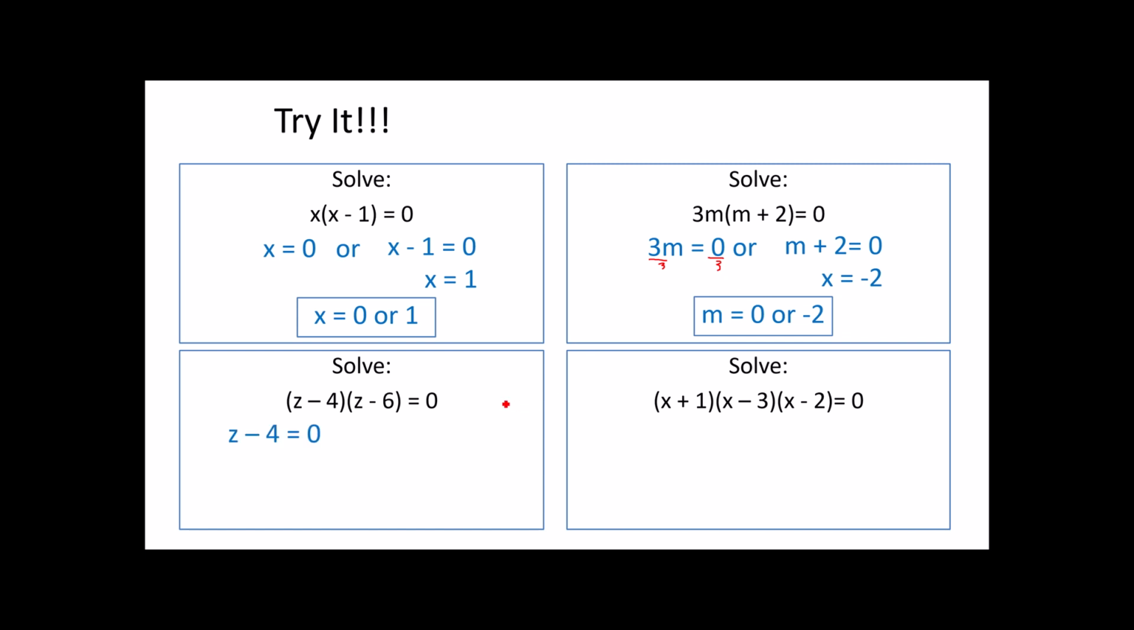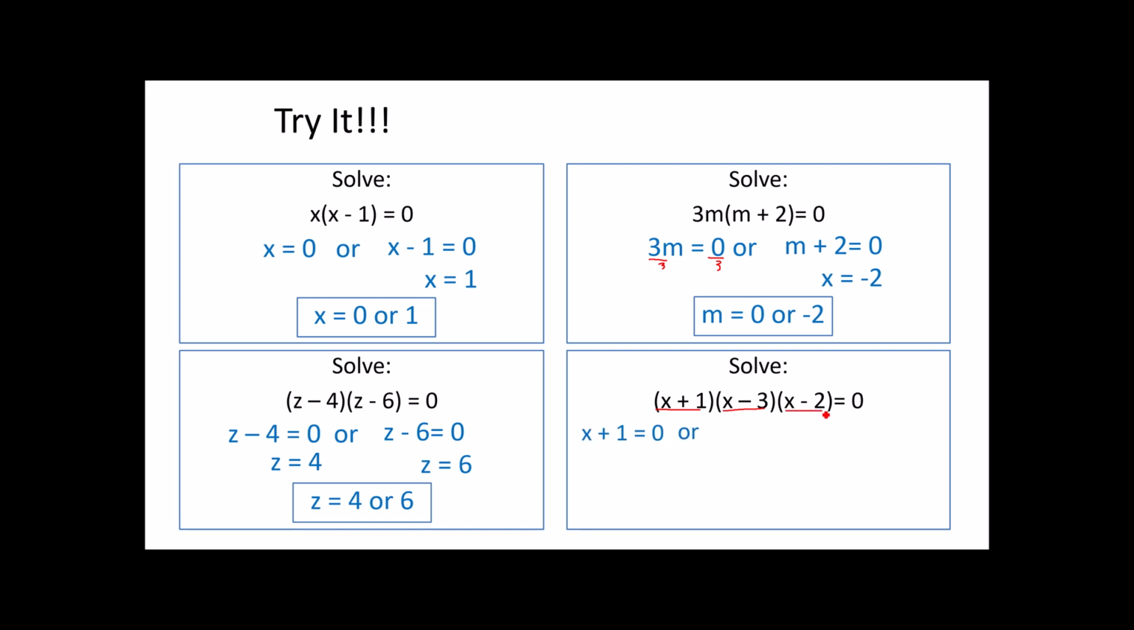Coming down to here, either the z minus 4 has to be a 0 or the z minus 6 has to be a 0. Using your property of equality, you can add 4 to both sides and get z as a 4, or you can add 6 to both sides and get z as a 6. There are your solutions. And notice down here, you have 1, 2, 3 factors.